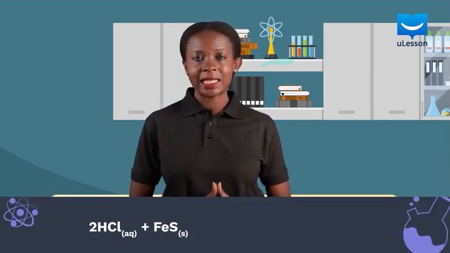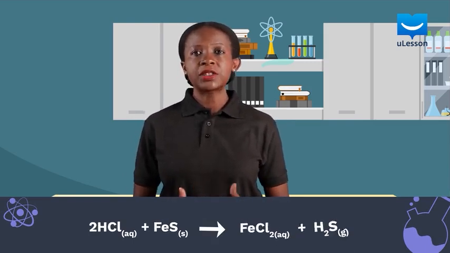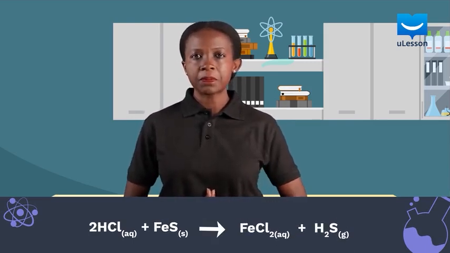Now let's consider how this gas can be prepared in the laboratory. A simple way of preparing hydrogen sulfide gas in the laboratory is through the reaction between dilute hydrochloric acid and iron(II) sulfide, as shown in the chemical equation here.